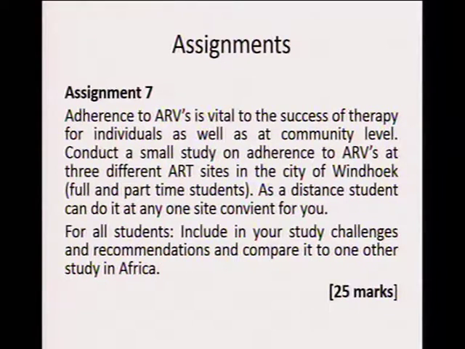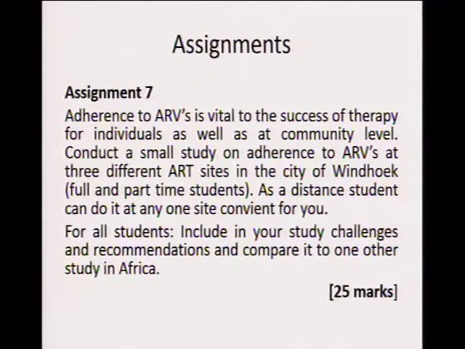Assignment 7, adherence to ARV is vital to the success of therapy for individuals as well as at the community level. Conduct a small study on adherence to ARVs at 3 different ART sites in the city of Windhoek. Full and part-time students, as a distance student, you can do it at one of the sites convenient for you. For all students, include in your study challenges and recommendations and compare it to other studies in Africa.